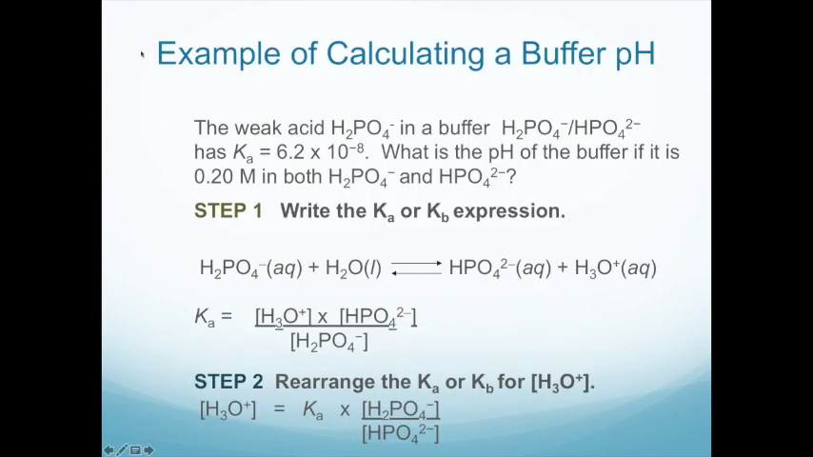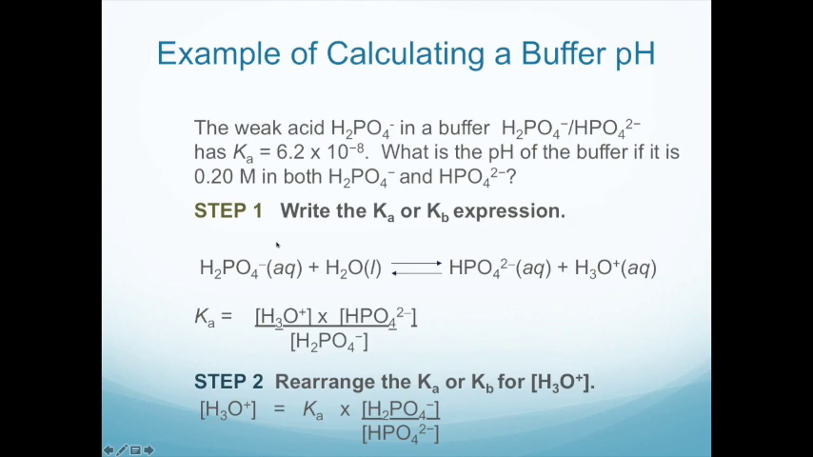So, in the case of, say, the weak acid H2PO4- in a buffer with H2PO4- and HPO4 2-, this is the deprotonated form of that. This has a Ka of 6.2 times 10 to the minus 8. So what is the pH of this buffer, if we have 0.2 molar of both the acid and its conjugate base?